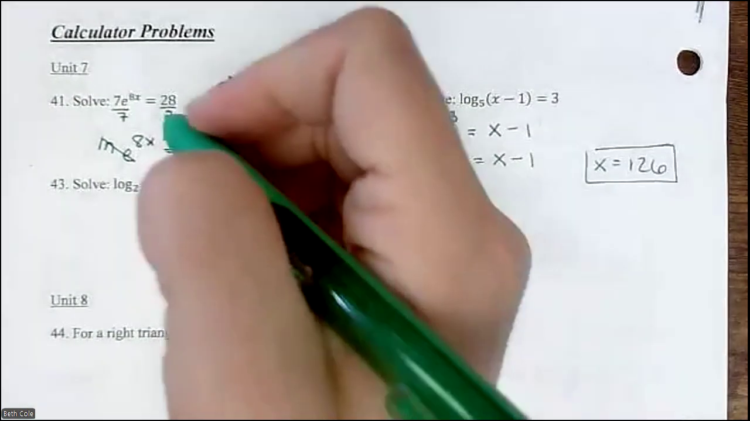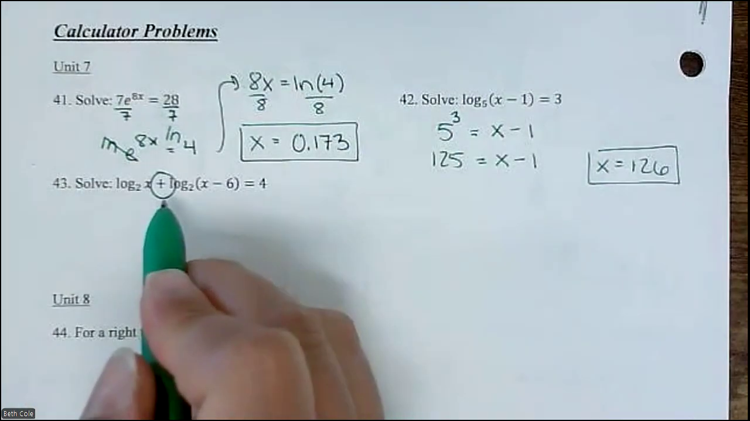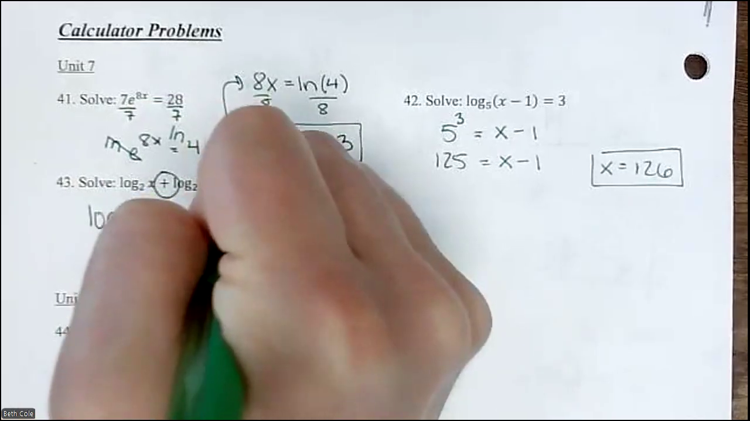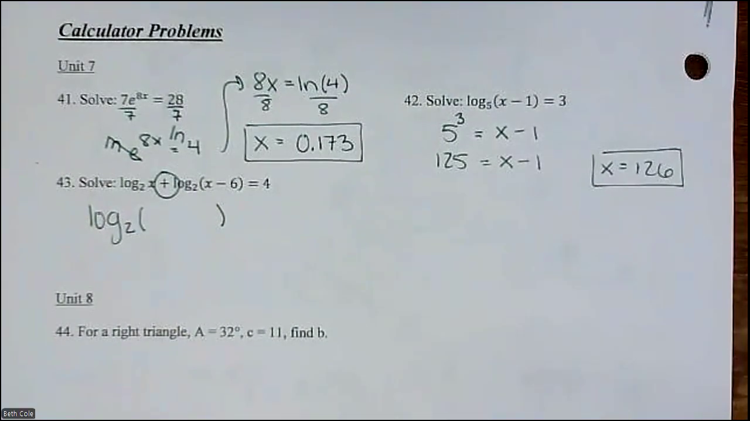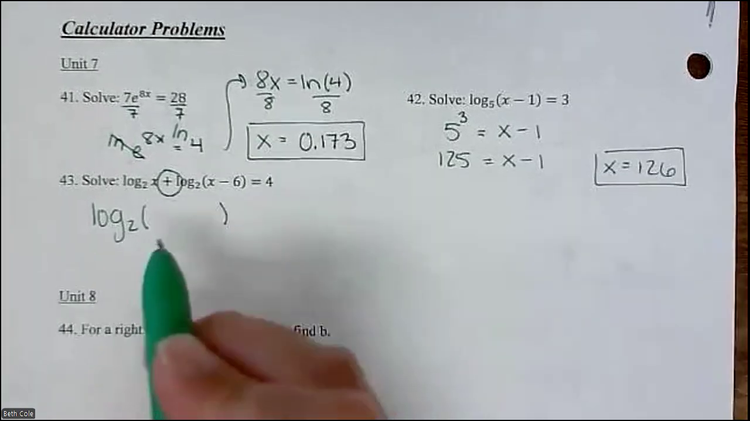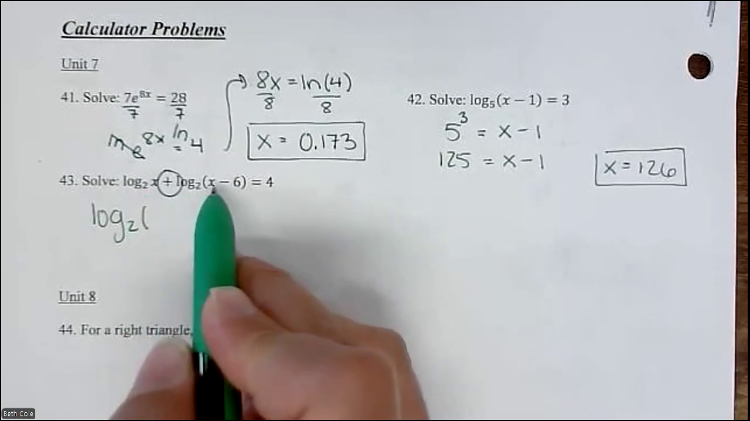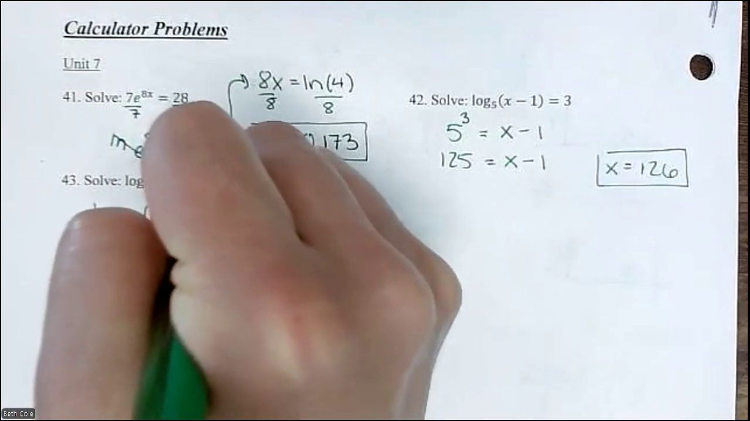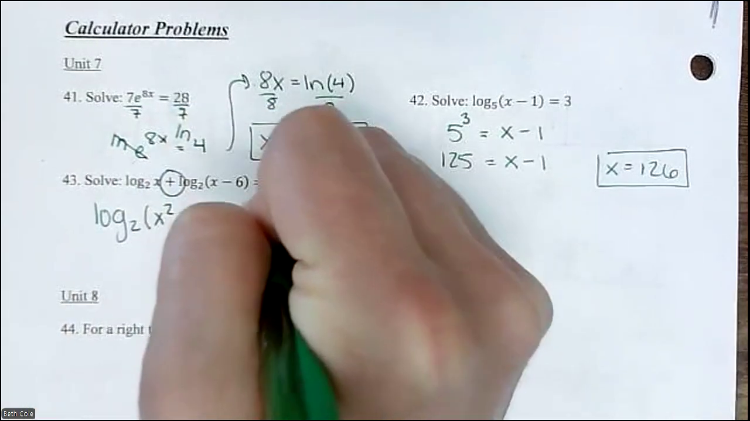All right. Do you see how this one has a plus sign? That means you multiply the stuff that's inside the logarithms. These are your log rules. In theory, if there was a minus there, then you would divide. I didn't make it division. So you're going to multiply x times x minus 6. That's going to give you x squared minus 6x.